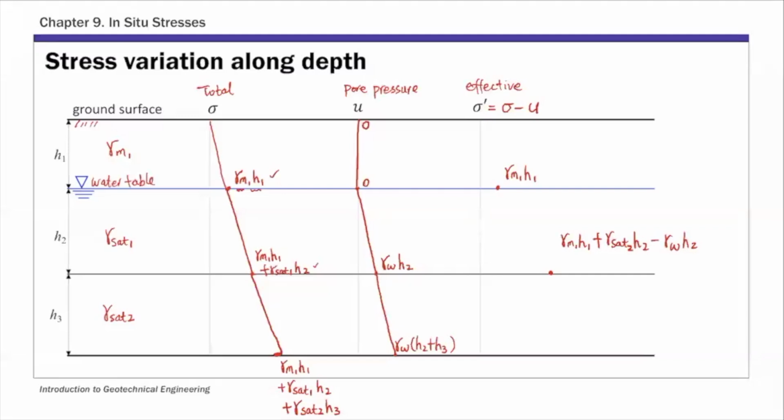And then the last one, so it's gamma M1 H1 plus gamma saturated 1 H2 plus gamma saturated 2 H3, then minus the pore pressure. Okay. And then you can connect points to get the profile along depth. So this is the effective stress variation along depth.